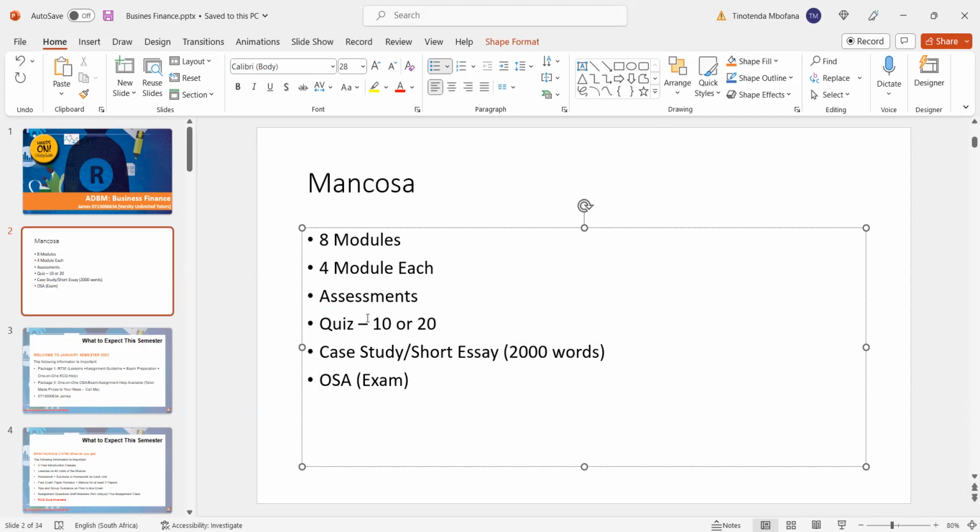Then someone asks, Mankosa, are the exams online? Yes, the exams are online. There will be a date. Let's say, for example, 2 June. On 2 June, you get the exam. You write the exam online, and then you submit it back online. So yes, the exams are going to be online. I hope that answered your question.